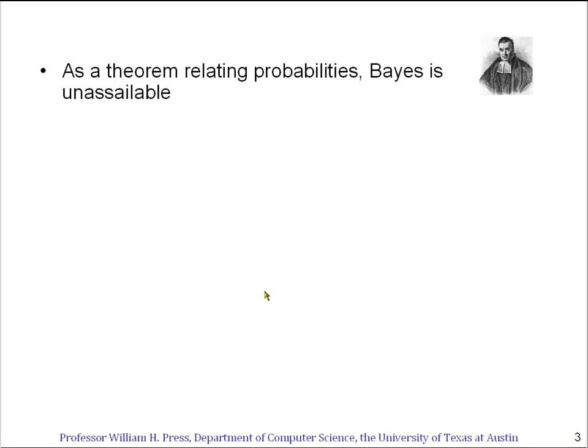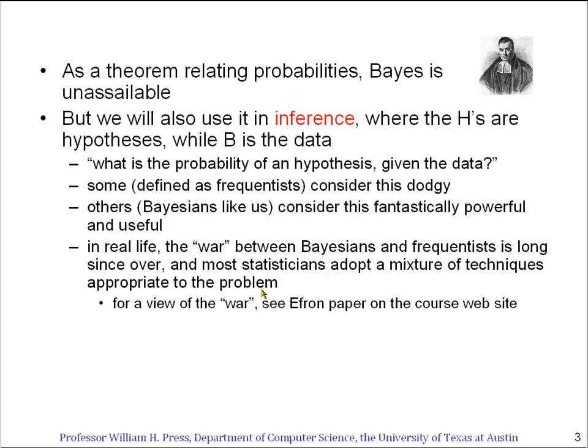As a theorem of probabilities, there's nothing that one can object to in Bayes' theorem. It simply is a theorem. It follows from the axioms of probability. The controversy between the Bayesians and the Frequentists arises when we give an interpretation to the H's as hypotheses. And we're going to use Bayes' theorem to compute what is the probability of a hypothesis given some data. Now, think about that, the probability of a hypothesis.